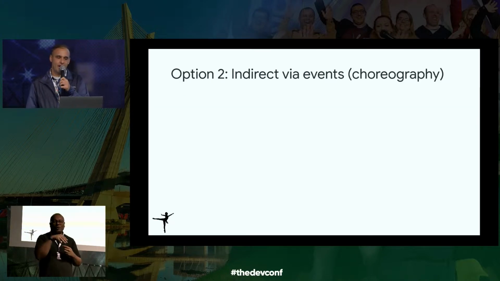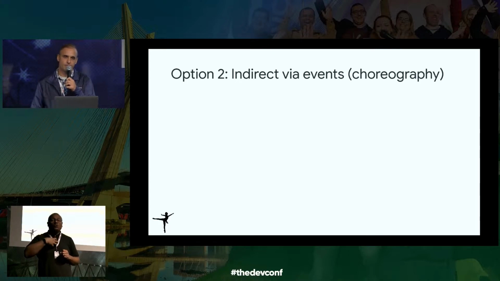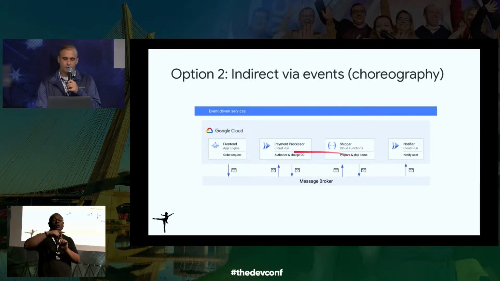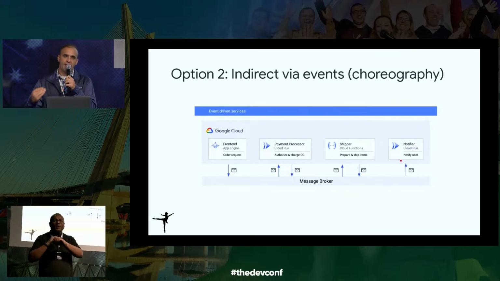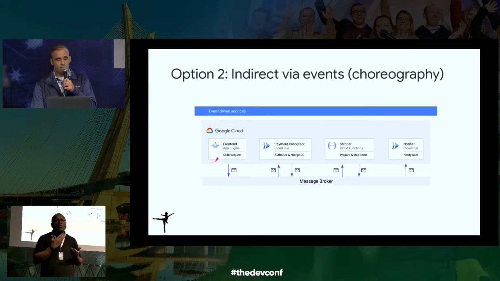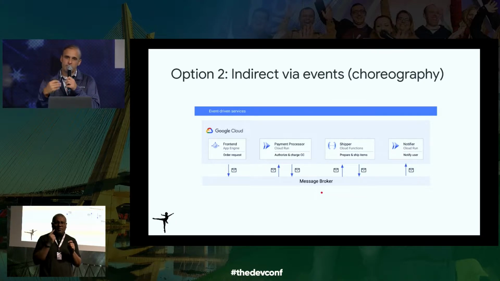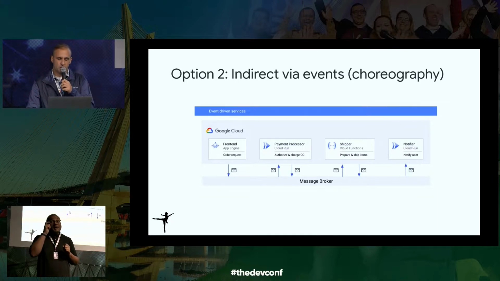Now another option that you have is to use events. This is also known as choreography. In this model, you still have your services, but instead of calling each other directly, they communicate via events indirectly. So the front end will receive the request, and it will create an event, maybe called an order request event, and send that event. There's typically a message broker receiving these events. Then it will look at who is interested in this order received message. That's the payment processor, so it will route that message to the payment processor.